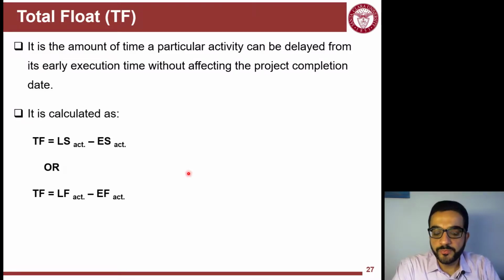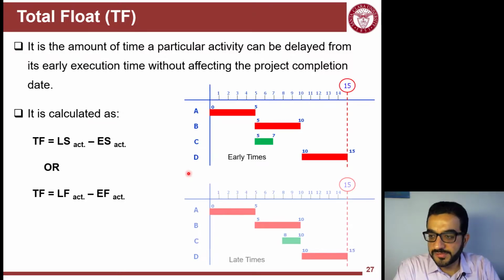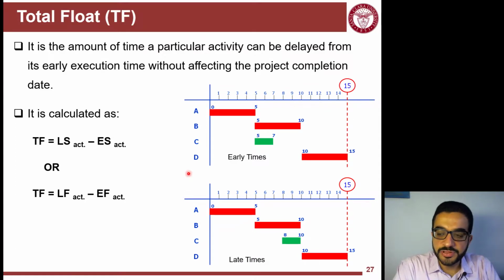So it's a simple formula here. It's the difference between the early and late times, either focusing on the start side of the activity or the finish side of the activity. So in the example we covered before, activity C will have a total float of 3 days, because it's either the difference between the late start and early start of 8 and 5, or the difference between the late finish and the early finish of 10 and 7.